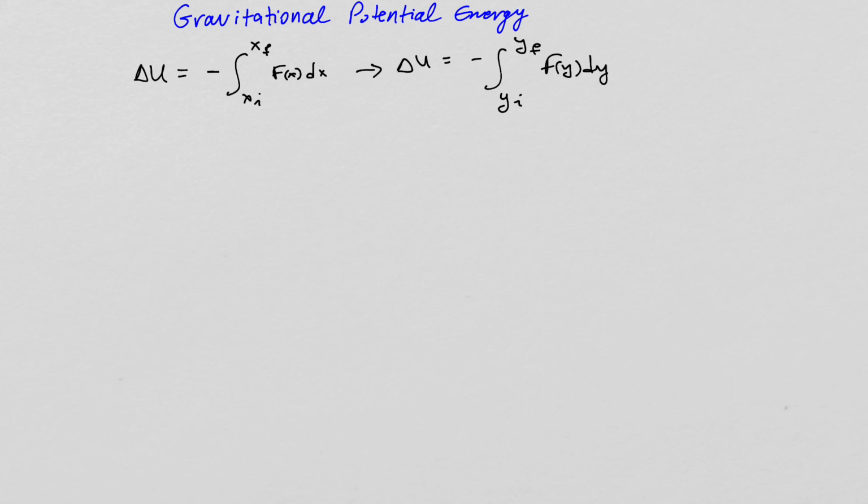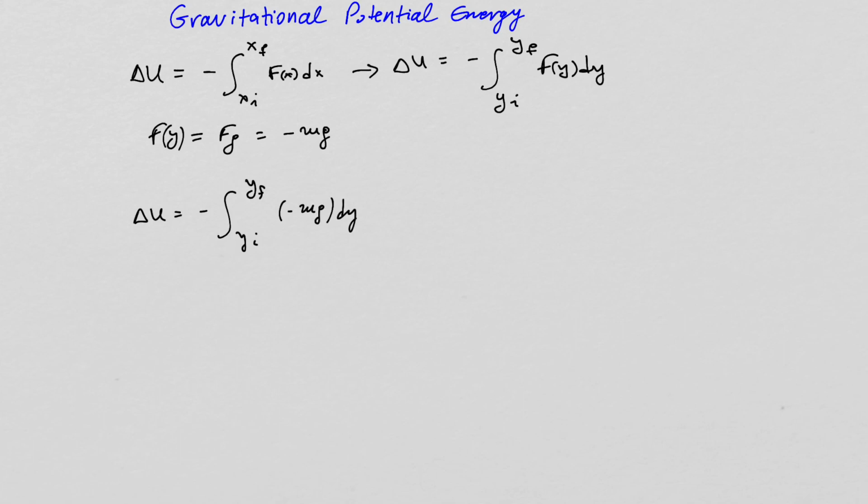F of y is simply the gravitational force, and this is equal to minus mg, because the gravitational force always points in the negative y direction, since we select positive y to be always up. Let's substitute in the integral. The integral then becomes minus an integral from y initial to y final of minus mg dy.